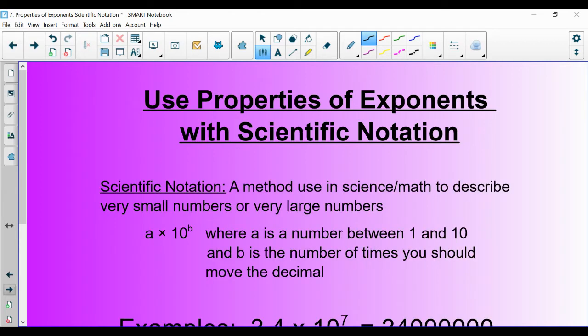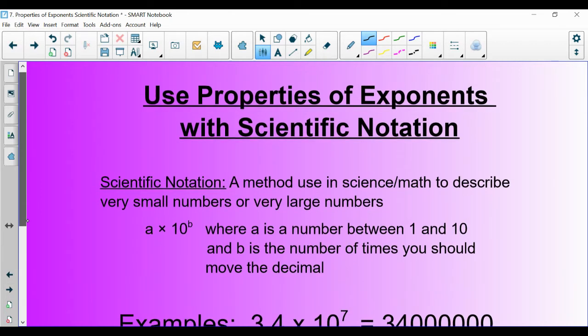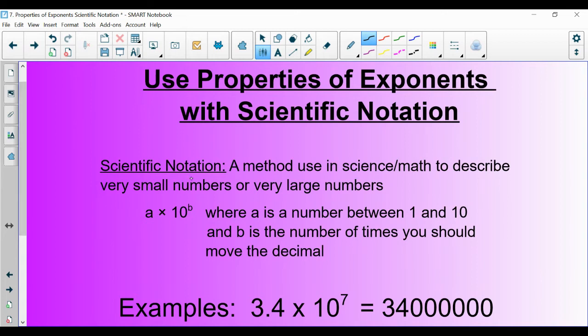Just in case you don't remember what scientific notation is or never actually learned it, scientific notation is a method used in science or math to describe either very small numbers or very large numbers. It's going to be written like this: a times 10 to the b power, where a has to be a number between 1 and 10. That's important. A has to be a number between 1 and 10, and b is the number of times you should move the decimal place.